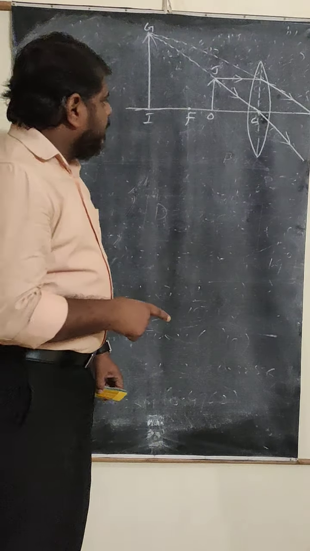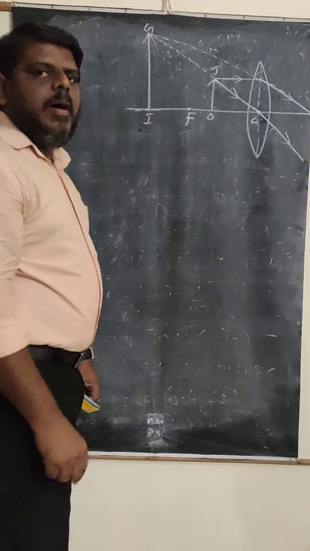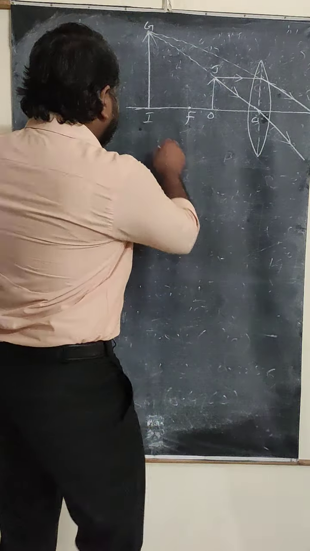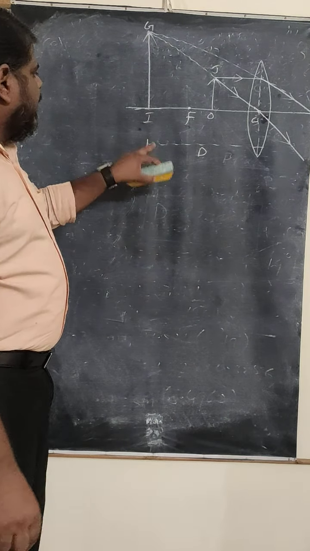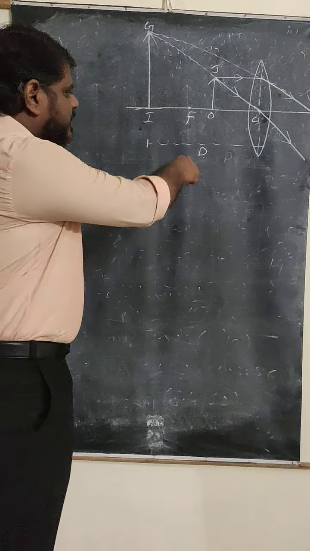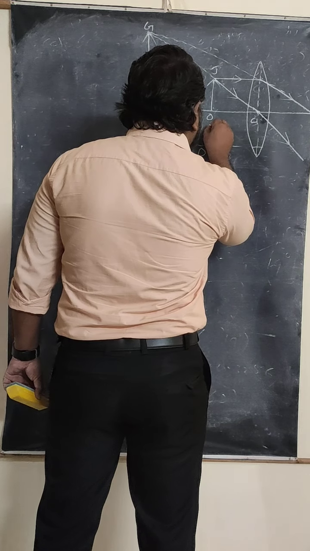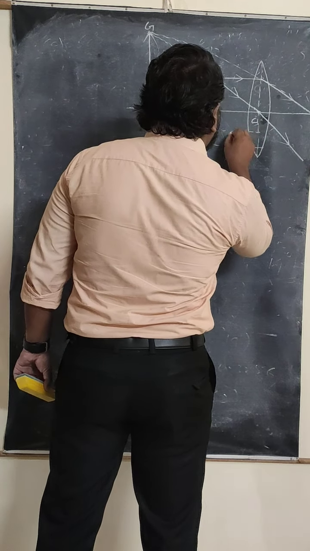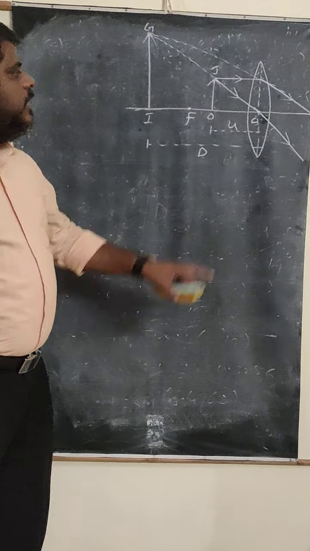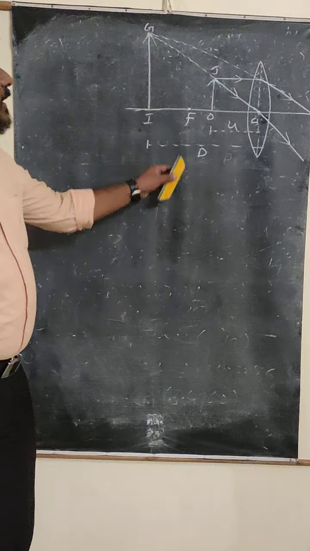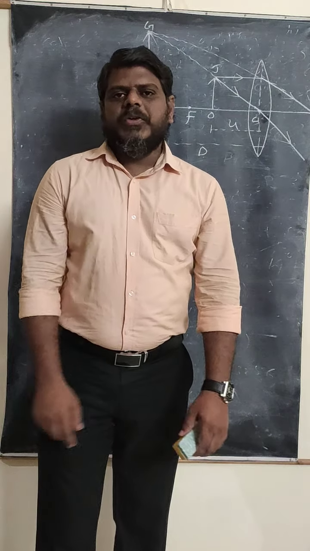And whenever you place the object between the principal focus and the optic center, the image will form at the least distance of distinct vision. This distance can be represented by capital D, which is called the least distance of distinct vision. And the distance OC can be represented by the object distance U. So this is how the images are produced in the simple microscope.